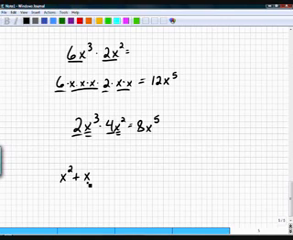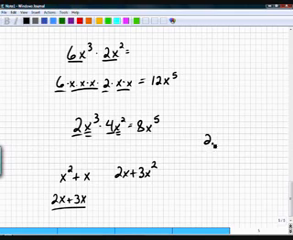They're not like terms. But I could add 2x plus 3x. Those are like terms. I can't add 2x plus 3x squared. Those are not like terms. Okay? The variables, before you can add them, have to be identical. But even though I can't add them, I can multiply them.